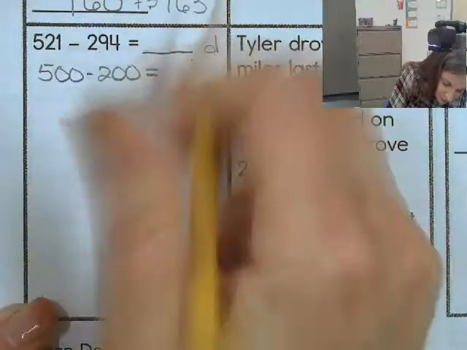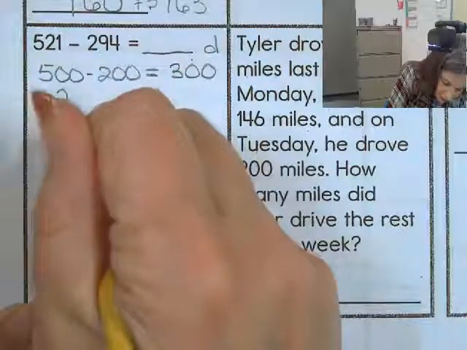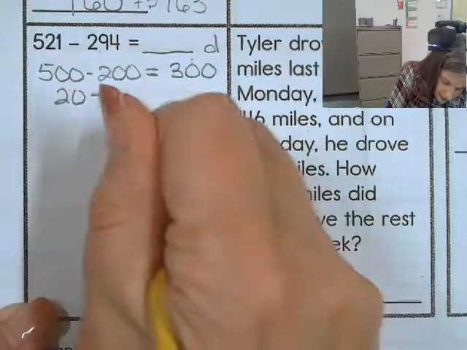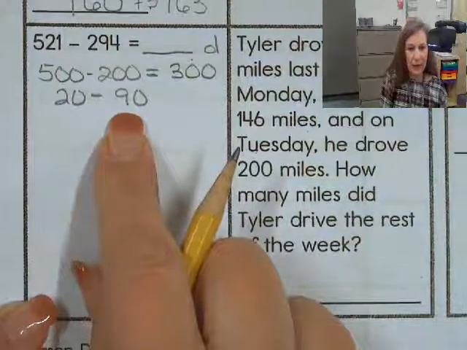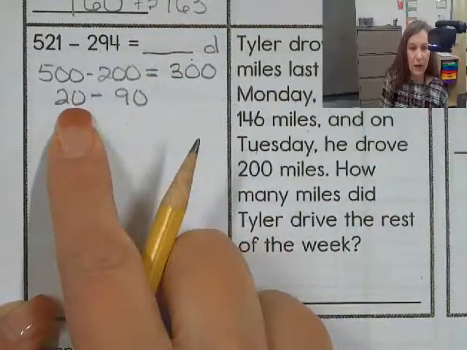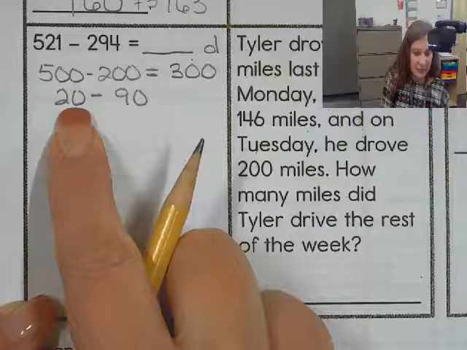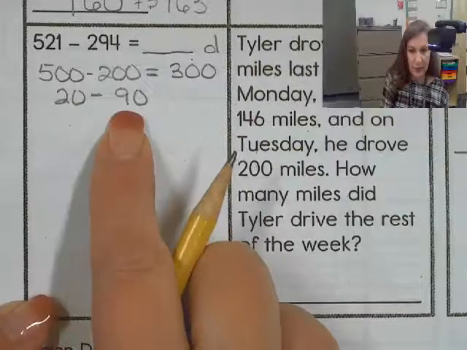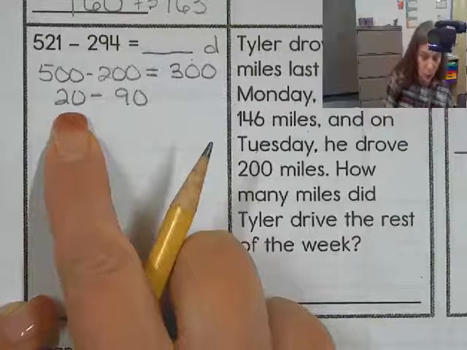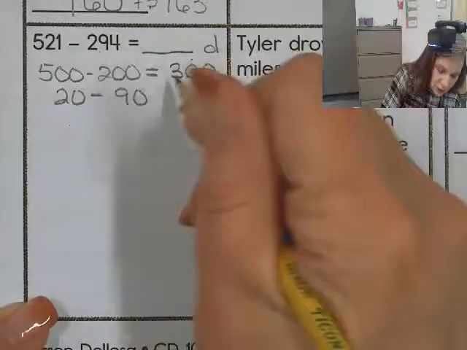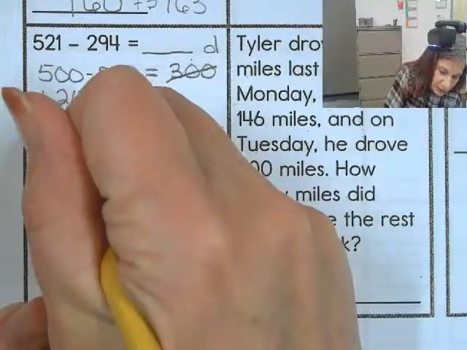500 minus 200 is 300. We have 20 minus 90. Now, can I subtract 90 from only 20? If I have two tens, then that tells me I cannot subtract 9 tens from only 2. So what I need to do is regroup or borrow 100 so that I can subtract.